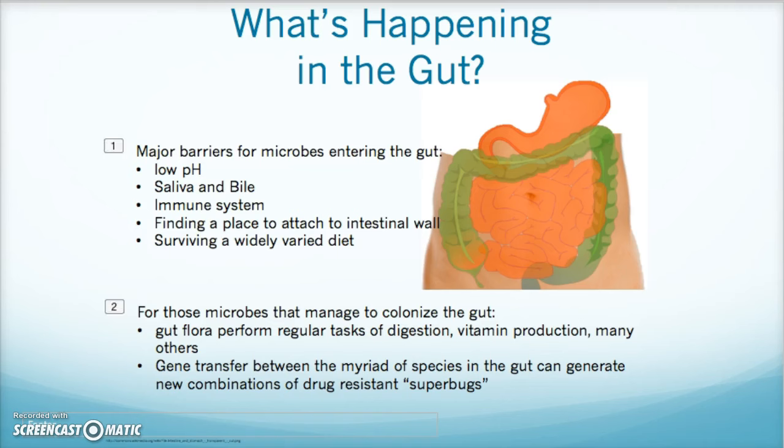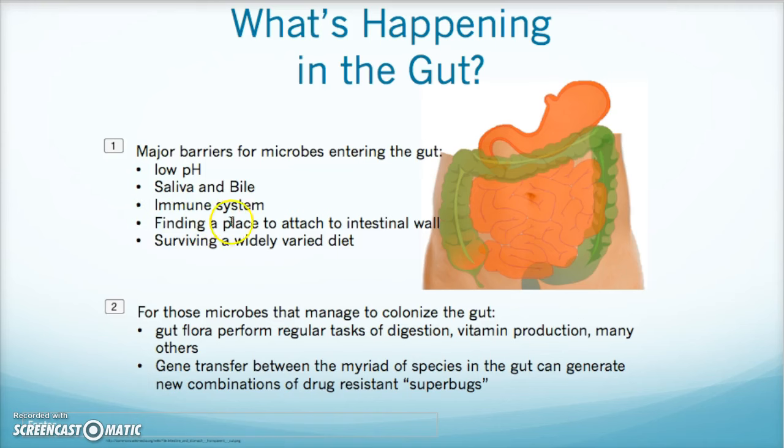Next up is the gut, and we will spend the majority of our time in this class talking about the gut, mainly because this seems to be one of the more complex areas for the microbiome and has a real influence on the body and brain as a whole. For most microbes, it's very difficult to enter the gut because there is a low pH, meaning it's very acidic. There is saliva and bile, which generally are not conducive liquids for microbes to grow in.